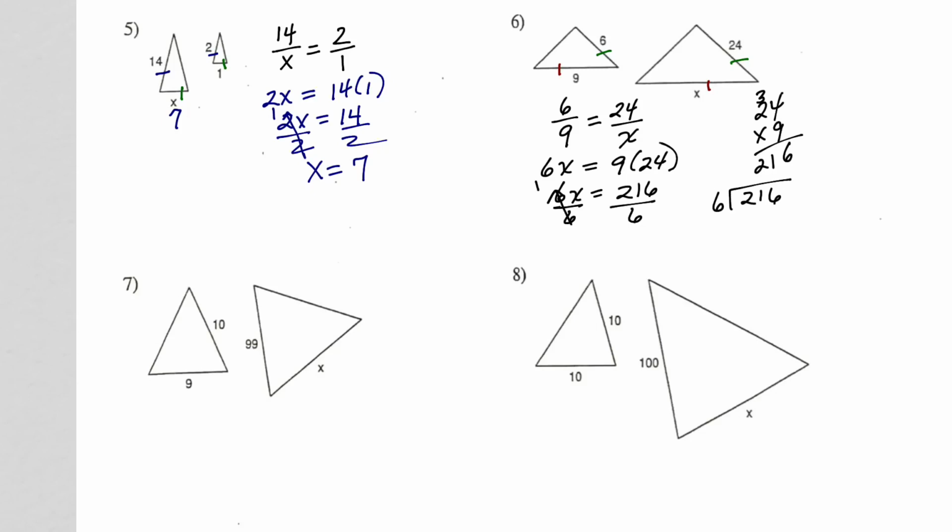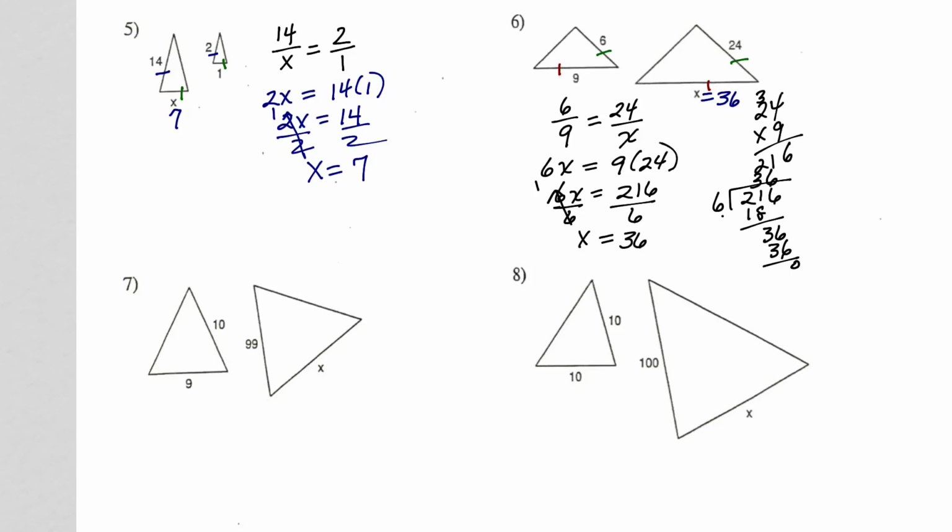Again, I'm going to do that over here to the side. 6 goes into 21 3 times. 3 times 6 is 18. 19, 20, 21, that's 3. Bring down your 6. 6 goes into 36 6 times. 6 times 6 is 36. So, x must equal 36. Now, if I say x is equal to 36, I can check with my multiplier.